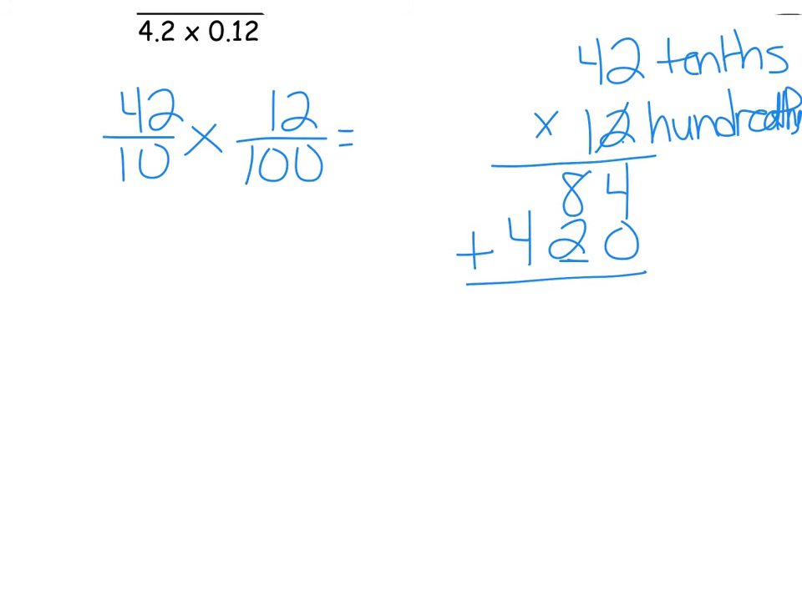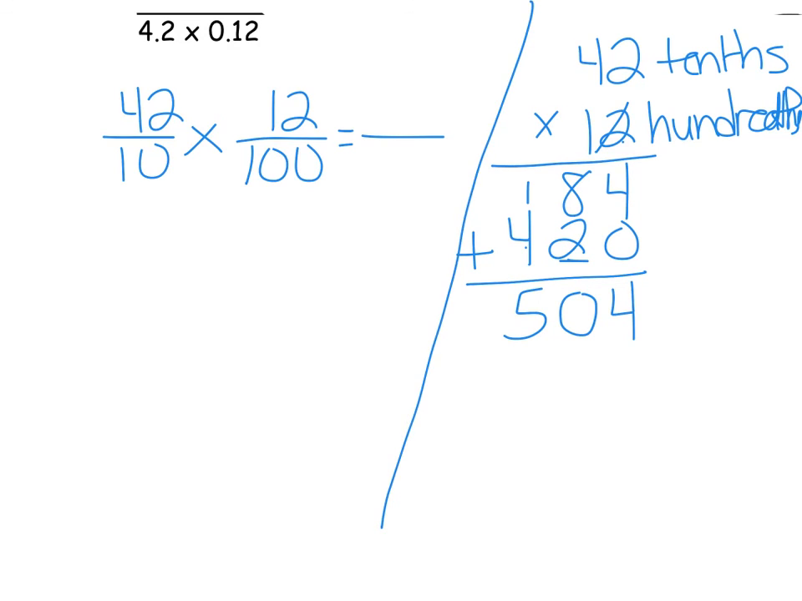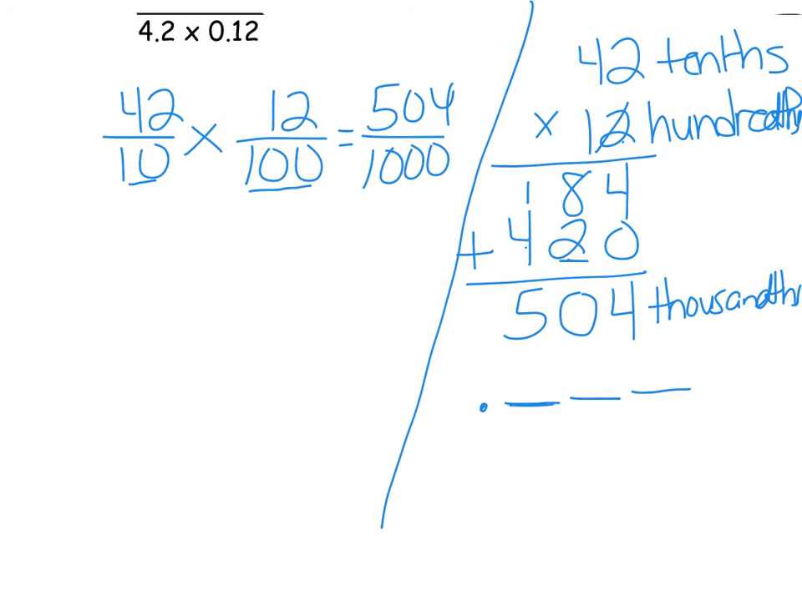Add them. 4 plus 0 is 4. 8 plus 2 is 10. Write the 0, carry the 1. 1 plus 4 is 5. So I know my numerator is going to be 504. Well, tenths times hundredths I know is going to be thousandths. So I'm going to write thousandths as my place value. Awesome. So now let's write this as a decimal. So I know my last digit needs to go in the thousandths. So tenths, hundredths, thousandths. So the 4, the 0, and the 5. And then a 0 is going to go in my ones place. So let's rewrite this as a decimal. 0 and 504 thousandths. Make sure you showed all your work.